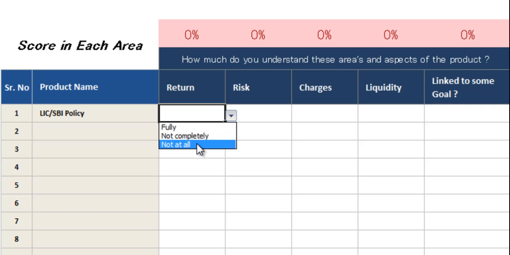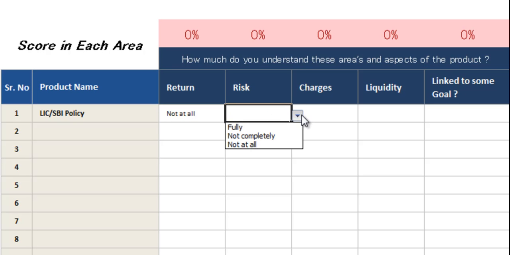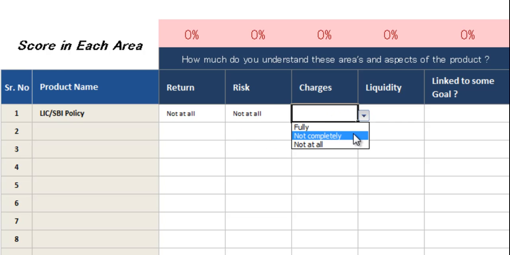So if you're not clear about the return part, you can choose not at all. And many people do not understand the returns part, how much return they will get, what is the percentage return, all those things. So let's say that you choose not at all. Are you clear about the risk part? What are the risks in these policies? So let's say you are not clear, so you choose not at all. Charges, do you understand what kind of charges are there? Let's say you understand it but not completely, so you choose not completely here.